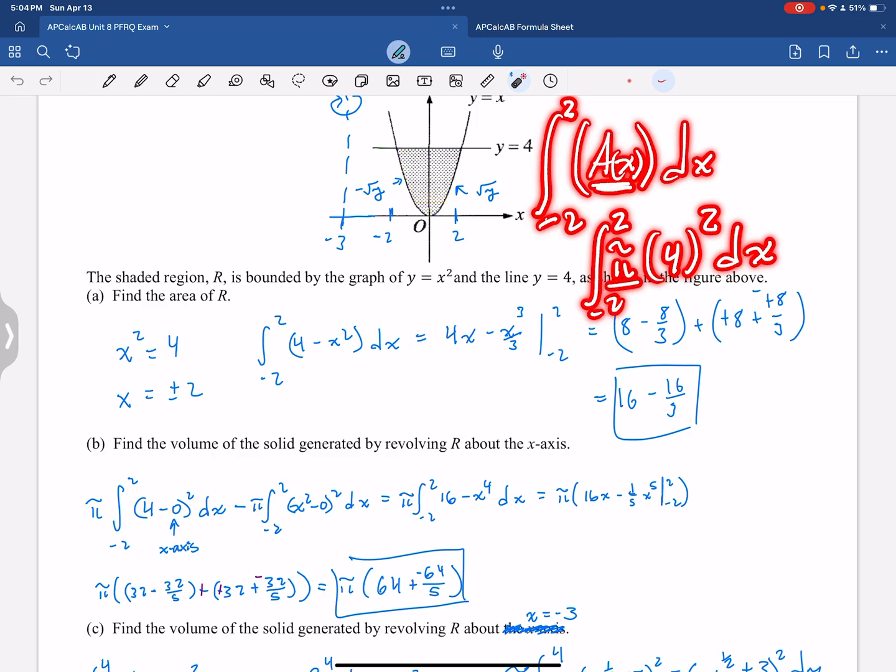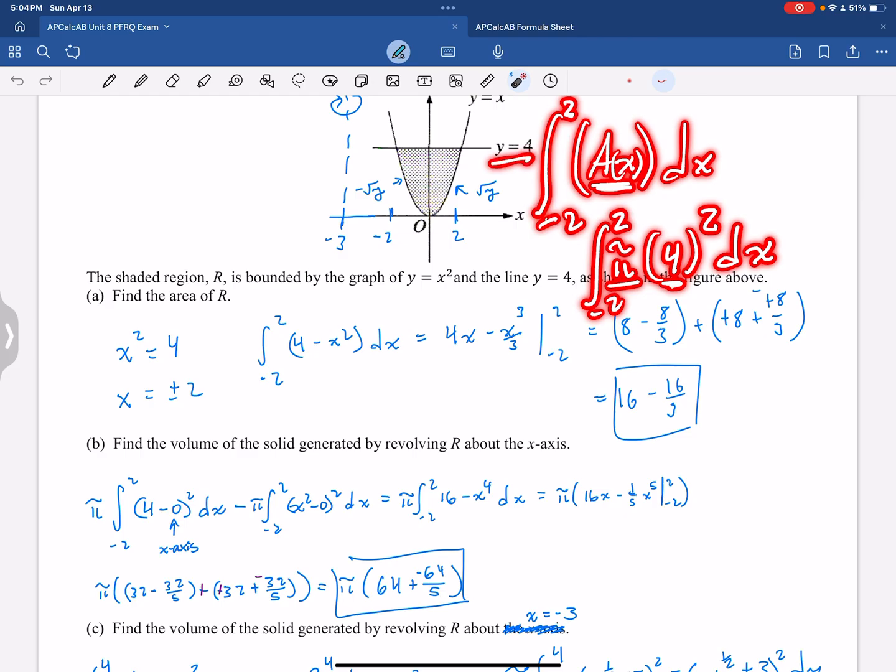Okay, now we could take out the pi right here because it's a scalar, and then we do our integration with the 4 squared, which is 16. But that's how you would find the volume of the solid that's formed with this curve.